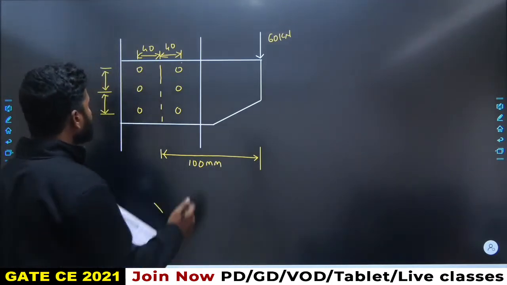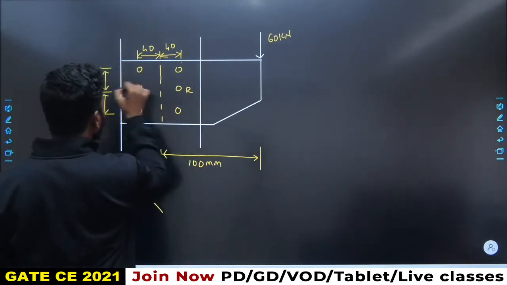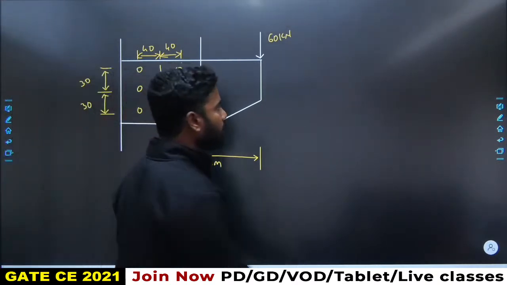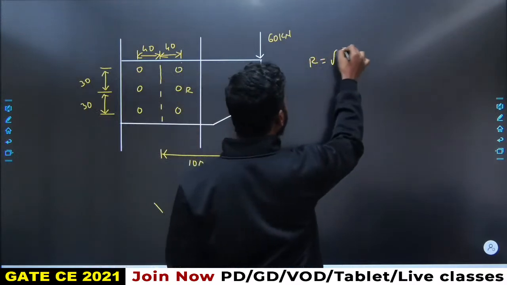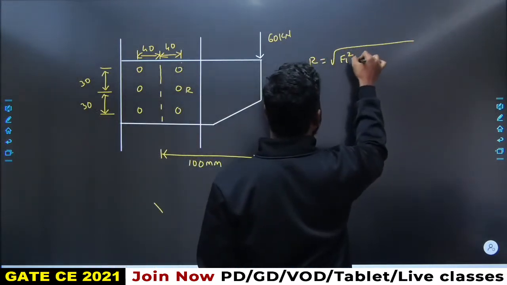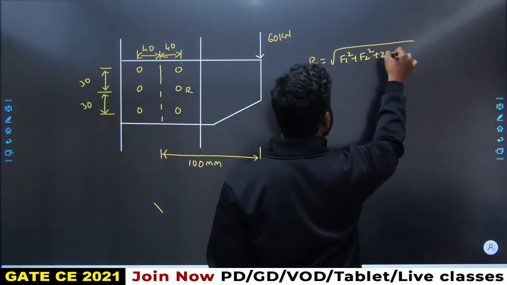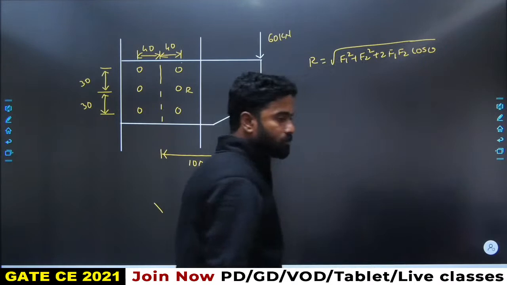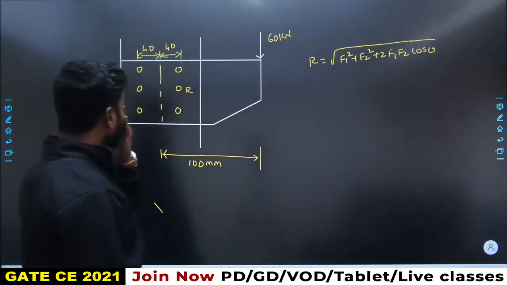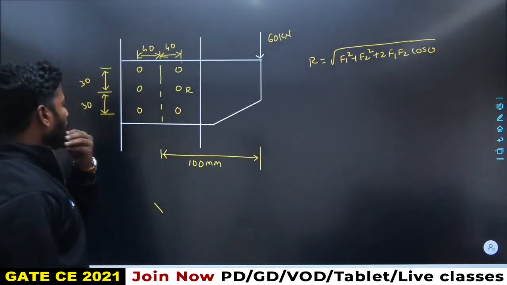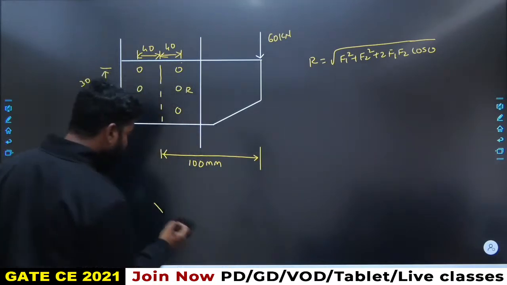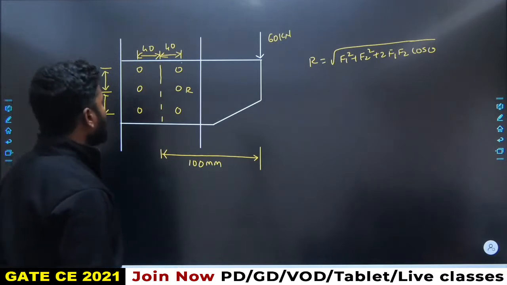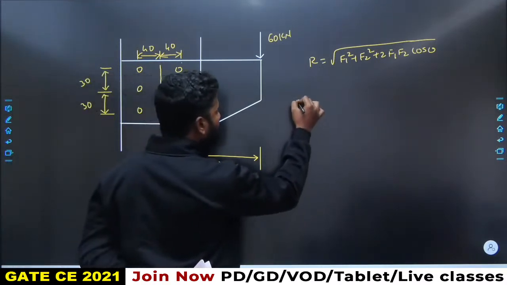He is asking for the resultant force R in this bolt. If you want to find the resultant force, how exactly will you calculate? Under root of F1 square plus F2 square plus 2 F1 F2 cos theta. So how are you going to find F1?